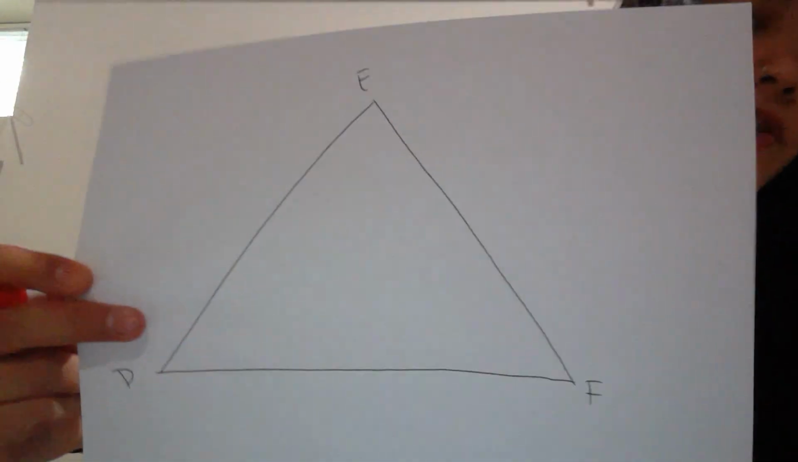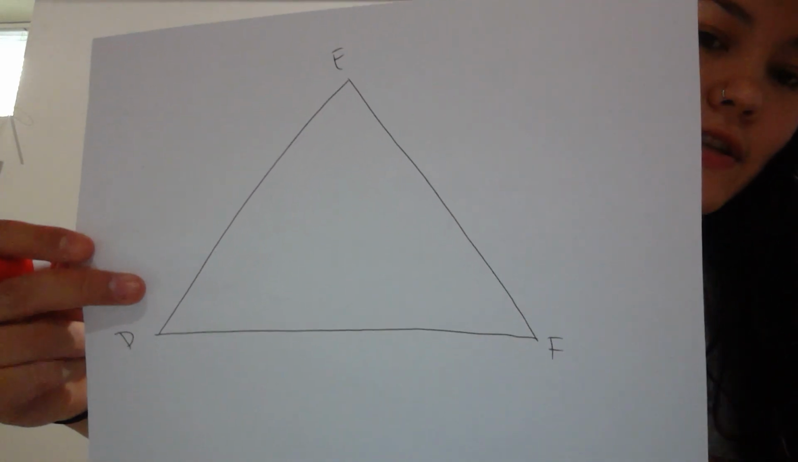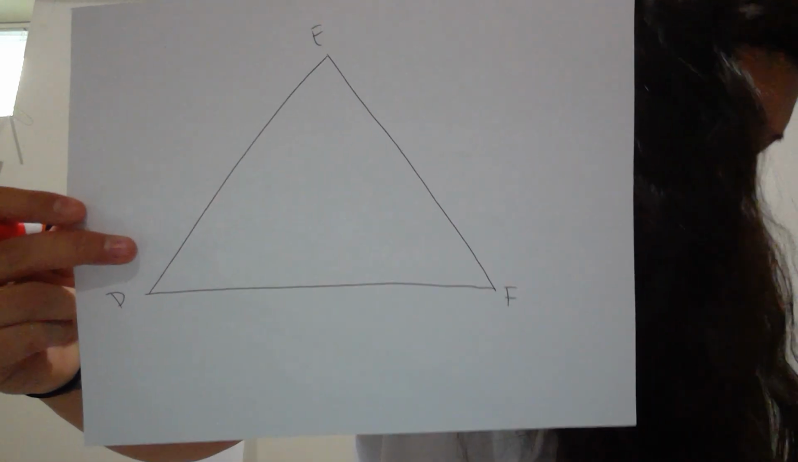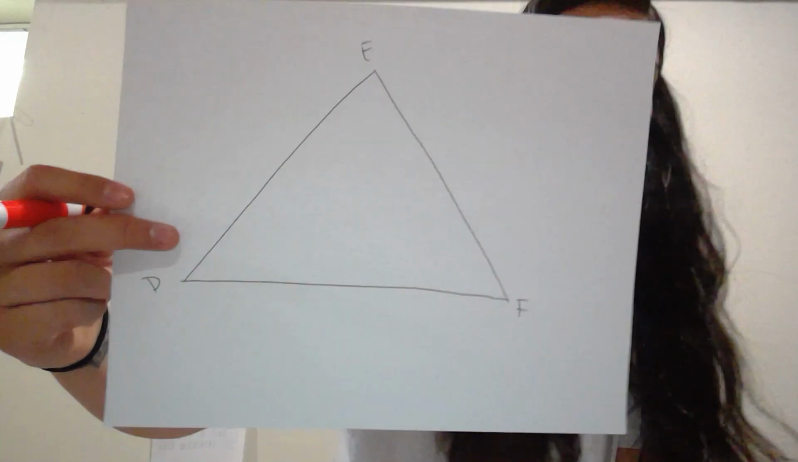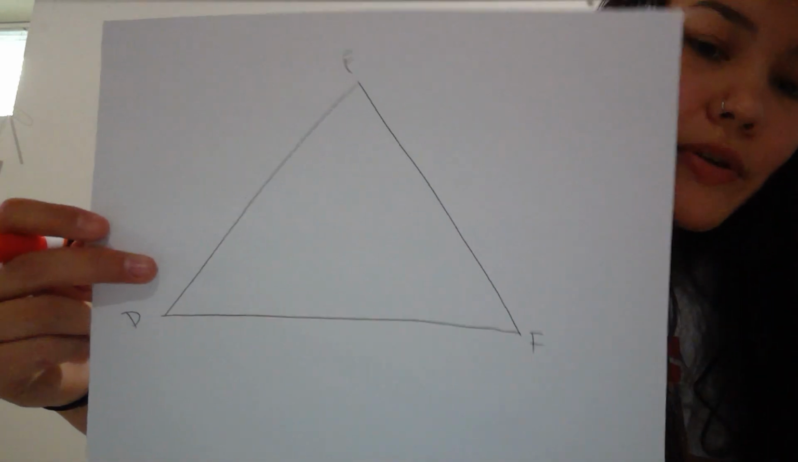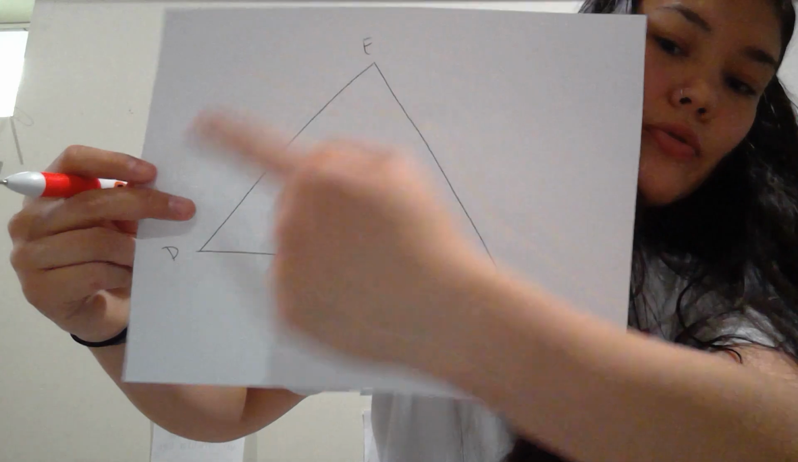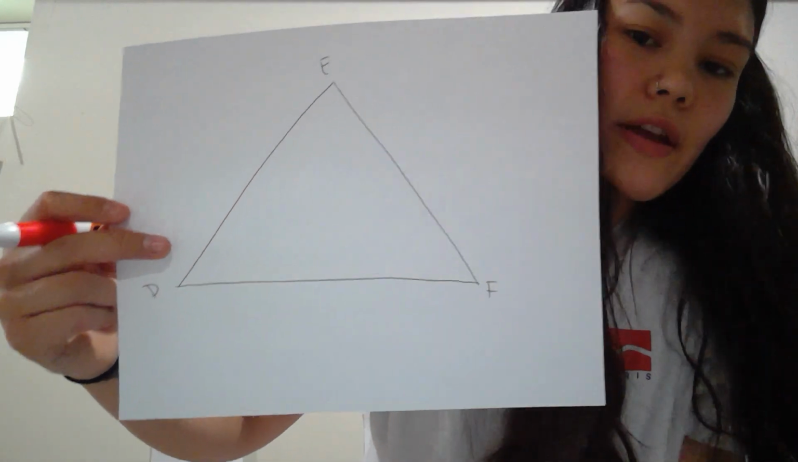All right, and here's the last triangle. What type of triangle is this? This is an acute triangle. You can tell because there's 1, 2, 3 acute angles. All the angles in here are acute. And we can name this triangle EDF, FDE, FED, DEF, or DFE.